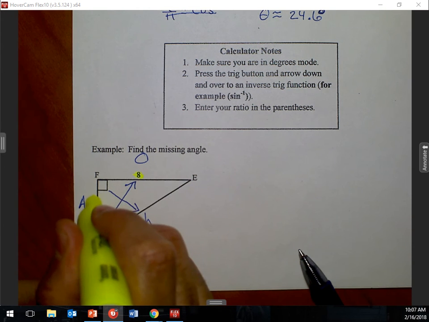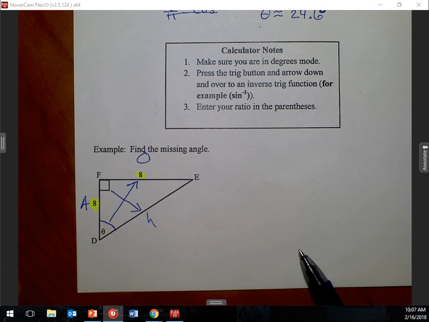Opposite and adjacent. Very good. Opposite and adjacent, right? So that guy that gave me a smart answer last time, he's going to give me the answer for this one.